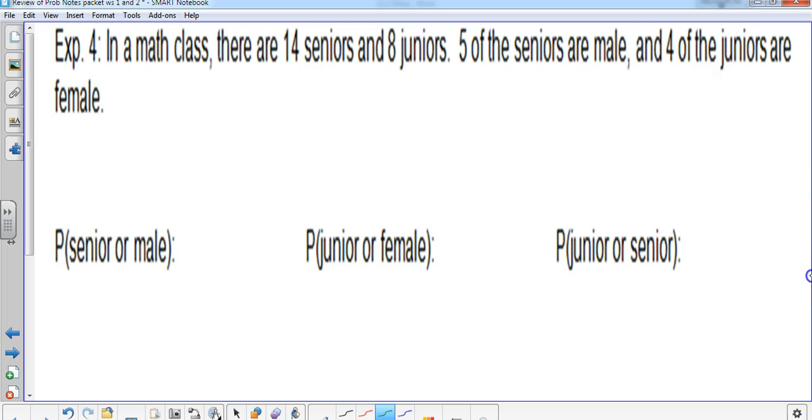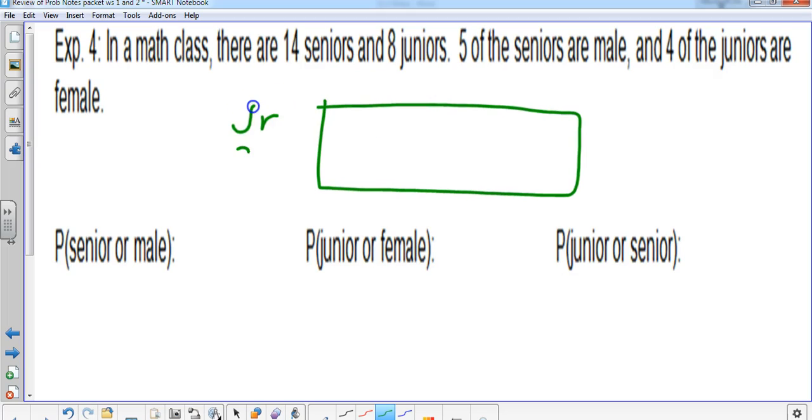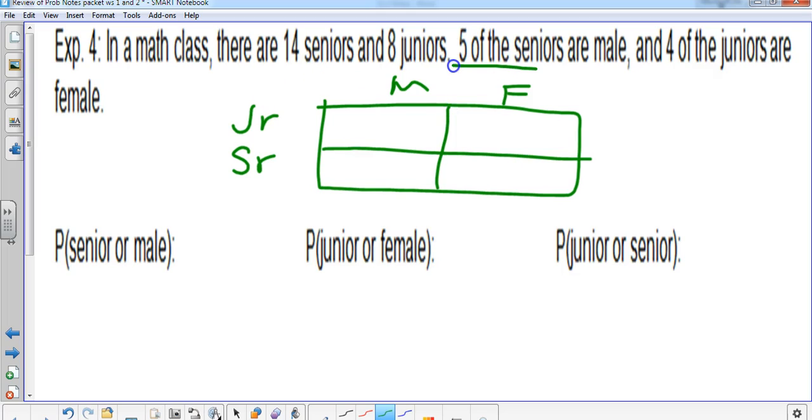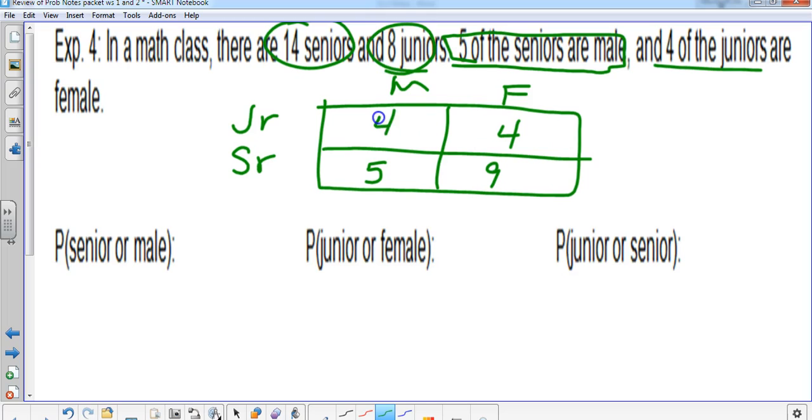This one says, in a math class, there are 14 seniors and 8 juniors. 5 of the seniors are male, 4 of the juniors are female. I always just do a little chart. Okay. We have juniors, seniors, male, female. So 5 senior males. What else do we know then? It says there's 4 juniors that are females. Okay. How do we do those other 2 boxes? Yeah, 14 seniors total, so this has to be 9 and 5, right? And 8 juniors total, so 4 and 4.